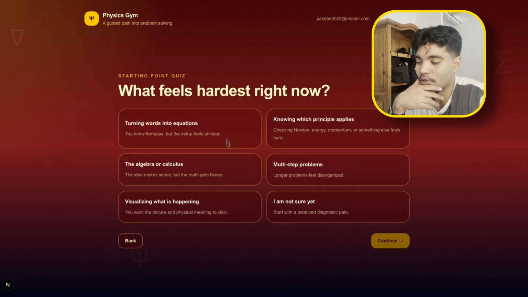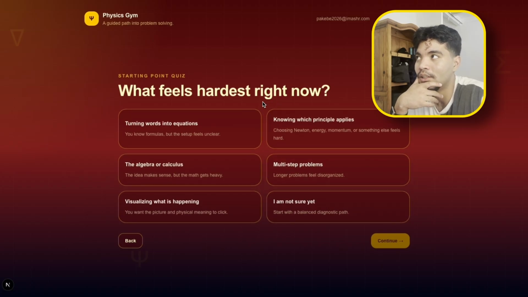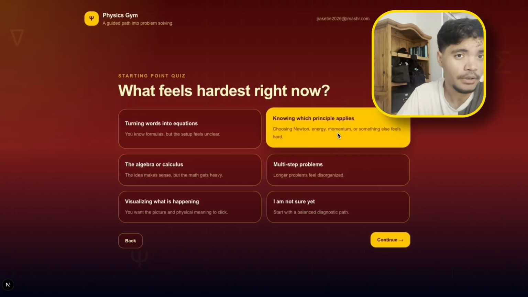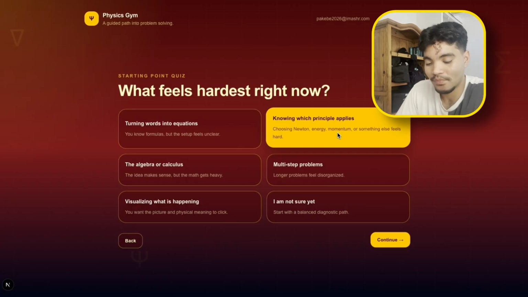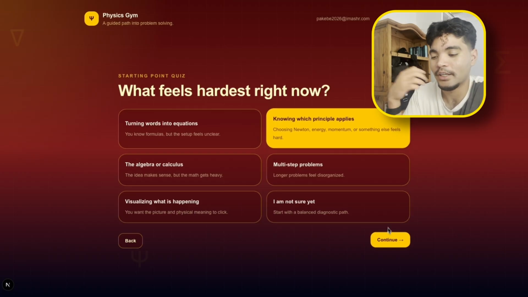So question 2, what feels hardest? This is mainly going to be common things that people struggle with, I think. A common one is knowing which principle applies. How do you get started with energy, momentum? Do you get started with energy or do you just go straight to forces, things like that? How do you solve it? The Newtonian way or the Lagrangian way or the Hamiltonian way?